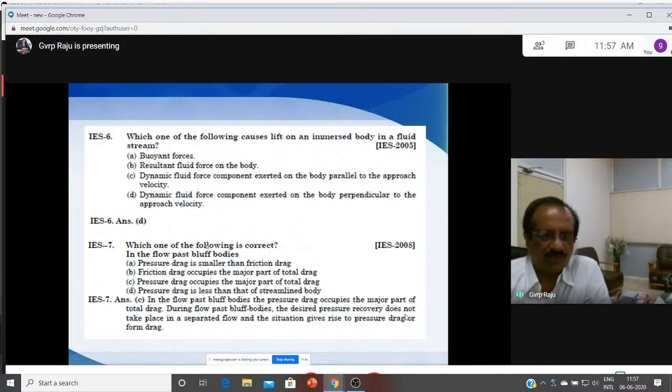Which one of the following is correct for a bluff body? The answer is C here. The pressure drag occupies the major part of total drag. So the answer is C here for the statement. Always the pressure drag is the major part of total drag.